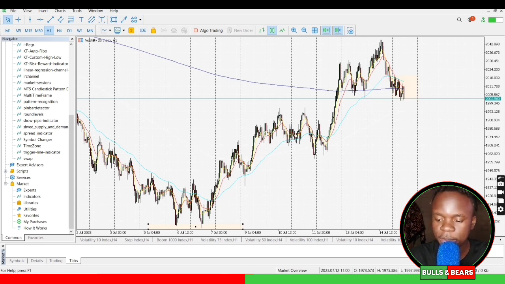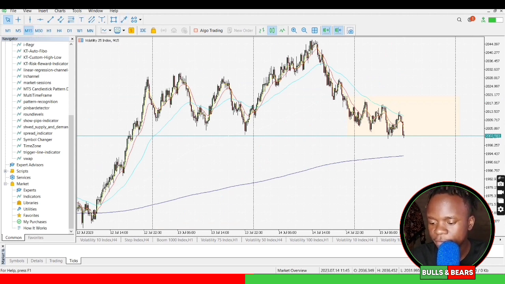I'm on my H1, remember. So you can see that there was an M here, a WM. So this M here, you can see that there was a swing move down to here, right? Then the market came back to retest this EMA 50. So from this point, what you do is you go onto your M15, because we are using the H1, right?